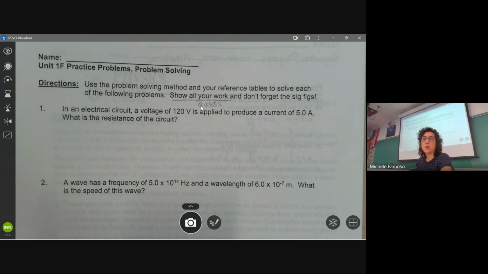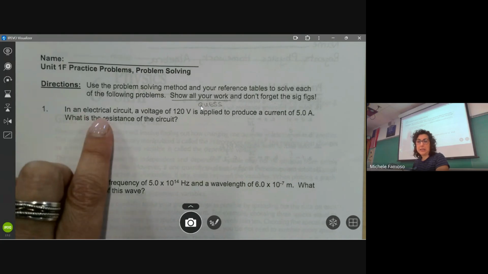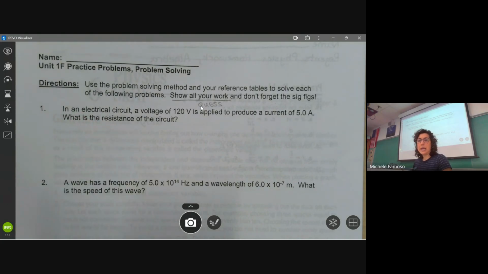All right, so let's look at question number 1. First thing we need to do is just read it. It says, in an electrical circuit, a voltage of 120 capital V is applied to produce a current of 5.0 capital A. What is the resistance of the circuit? Okay, now we just read it.